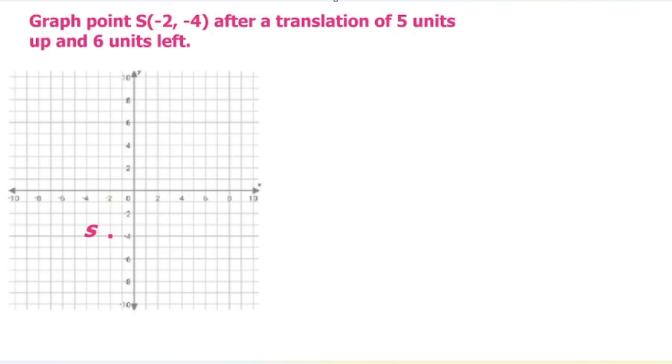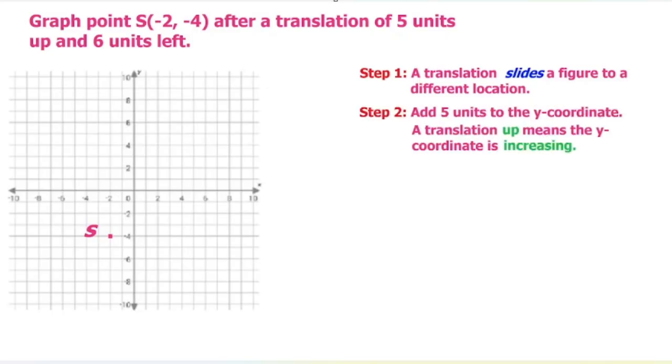So the first step is to know that a translation slides a figure to a different location. So add 5 units to the Y coordinate. So that's the first thing we're going to do. A translation up means the Y coordinate is increasing. So we take -4 and we add 5 to it, so it becomes +1. The Y coordinate for the translated point is +1.